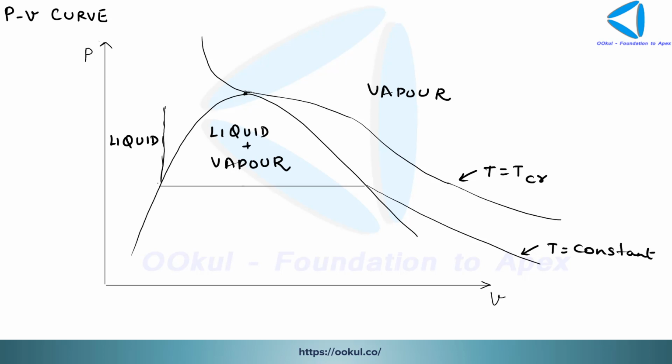Just remember in this diagram that the saturated liquid curve is a bit steeper and the saturated vapor curve is less steep. Okay, this is more steep and this one is less steep. The saturated vapor curve is less steep and the saturated liquid curve is more steep.